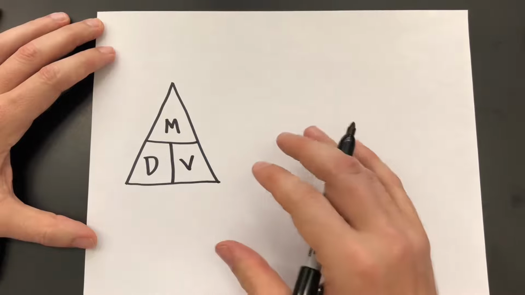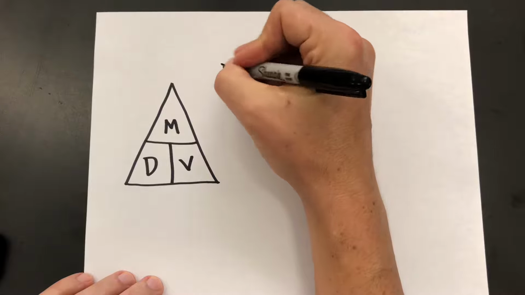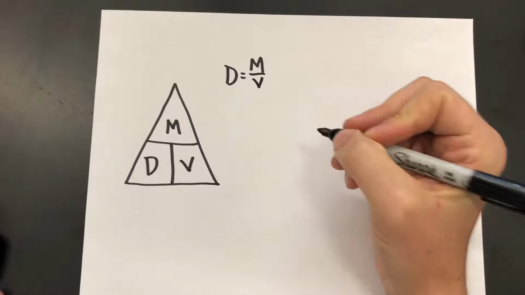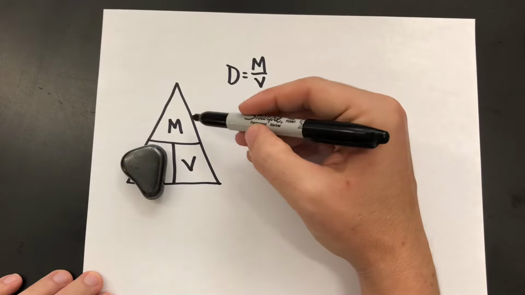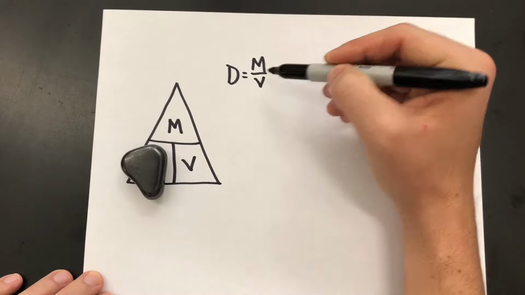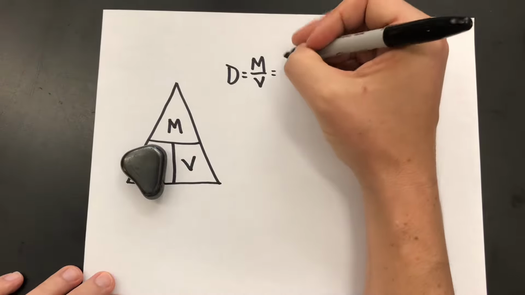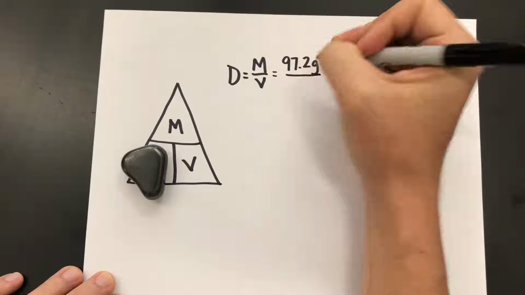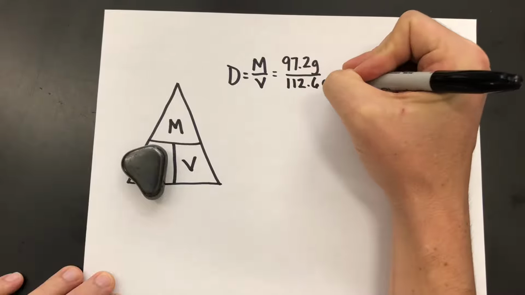So here's how we manipulate this to get your proportions. If I'm looking for density equals mass over volume, if I just cover up the density, my mass is on top and my volume is on the bottom. That's how I get my fraction. Mass over volume. So if I have a mass of 97.2 grams divided by 112.6 cubic centimeters.